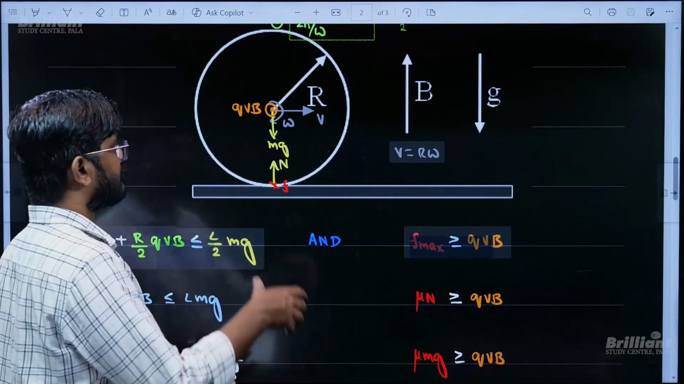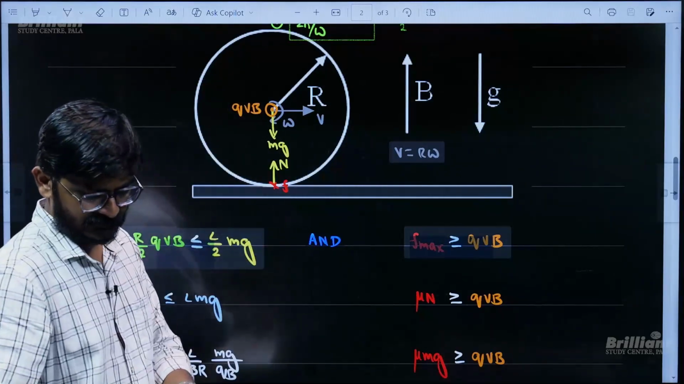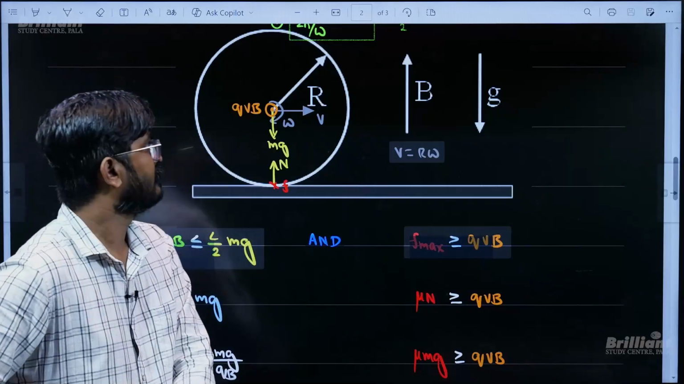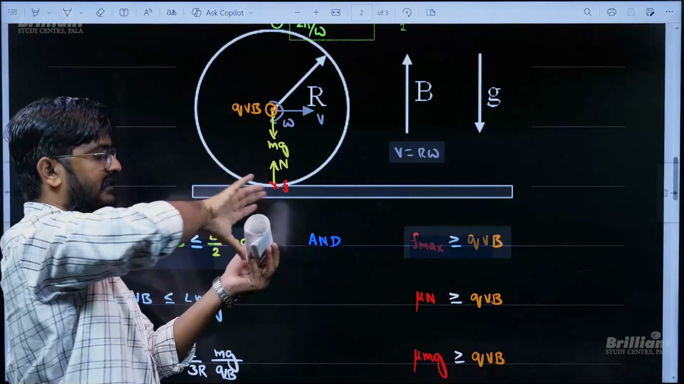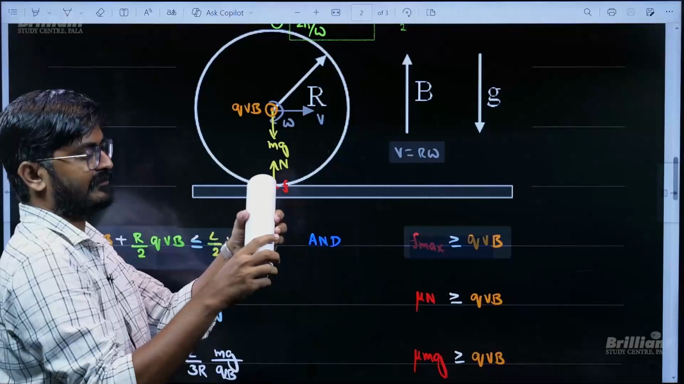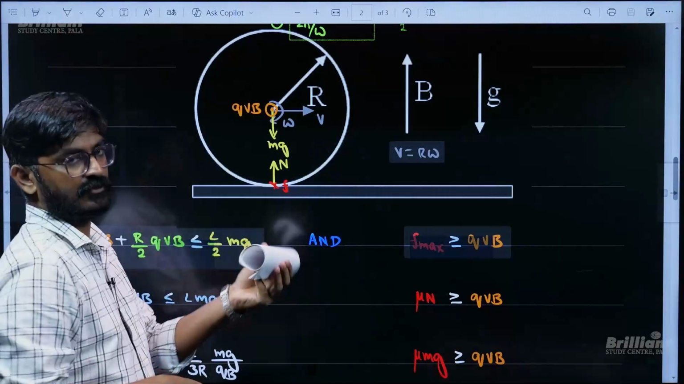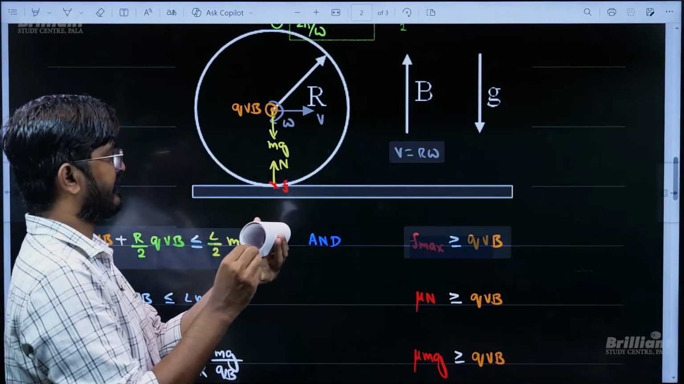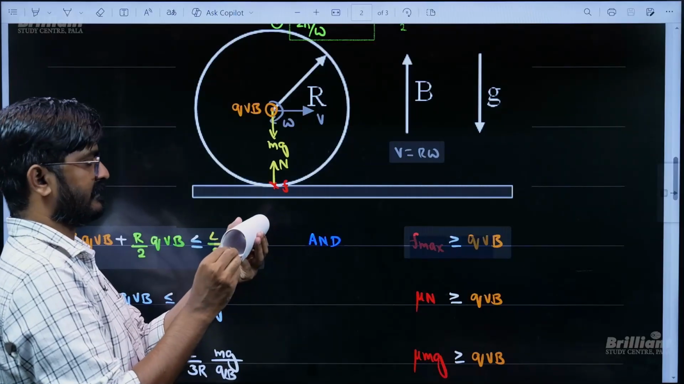Now similarly, the torque is this way. You can see this force and this force are trying to rotate it this way. Now gravity will be trying to oppose it. So you will be taking torque about this point in the extreme case. Torque due to normal and friction will be 0.